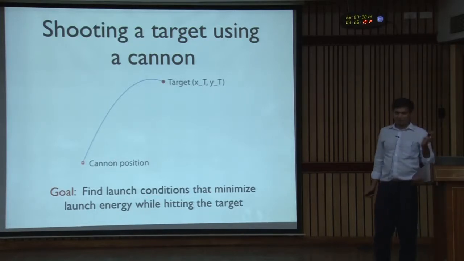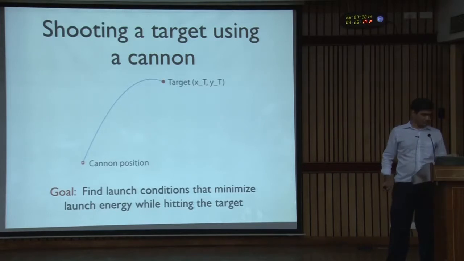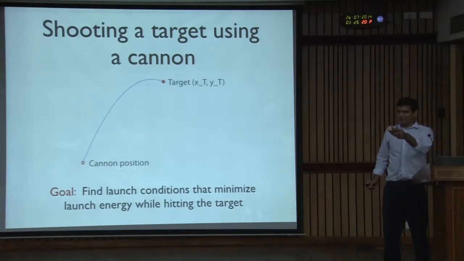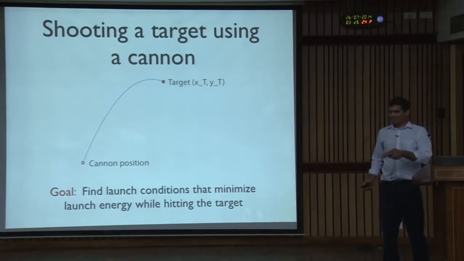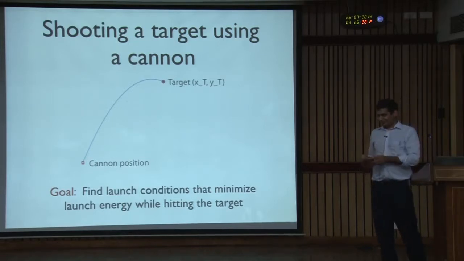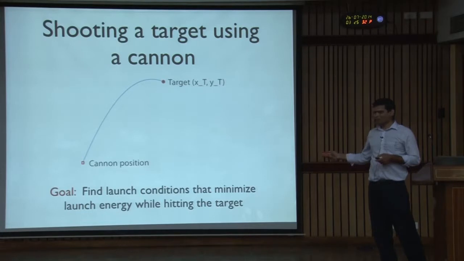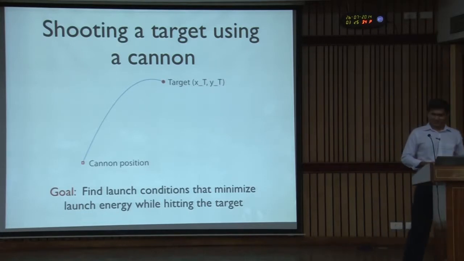Now, why would you want to minimize the launch energy? Maybe I want to attract Anindo's attention, but I don't want to injure him. So I want to throw something at him, but this is all I have, unfortunately. So I want to throw something at him, but I don't want to hit him too hard. So I want to minimize the energy of launch.